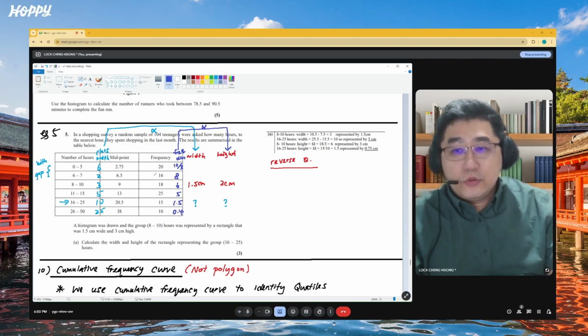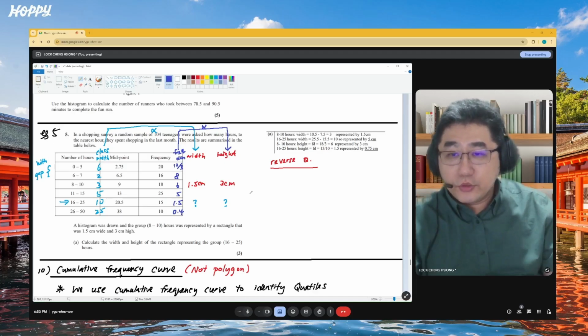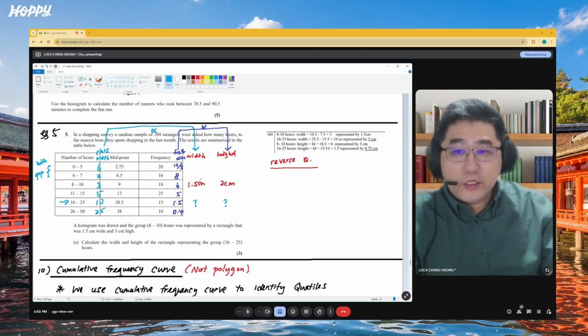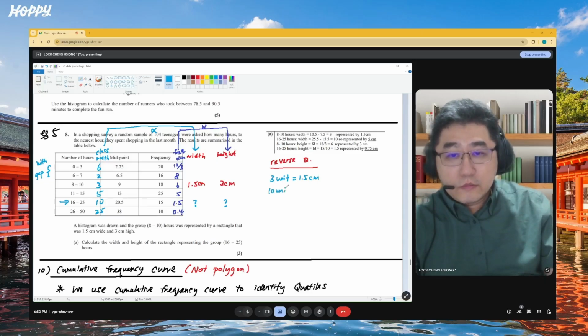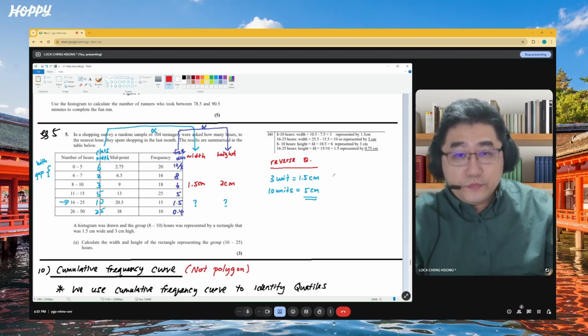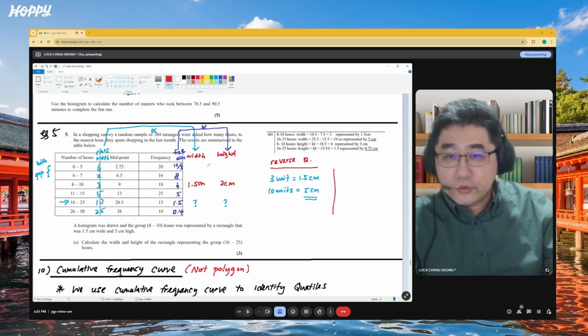Okay. So first of all, we identify the directly proportional part. So you can see that 3 units give you 1.5 cm. Therefore, 10 units give you, divided by 2, so this one should give you 5 cm. Okay, 5 cm width.